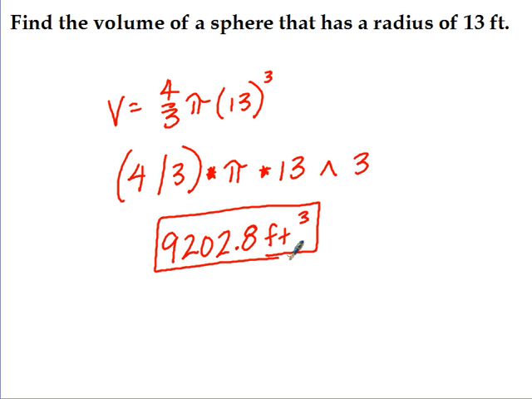It is still volume, so your units are still cubed. And again, that's using calculator pi. If you use 3.14, it would come out a little bit different. But that's it. Spheres are very simple.